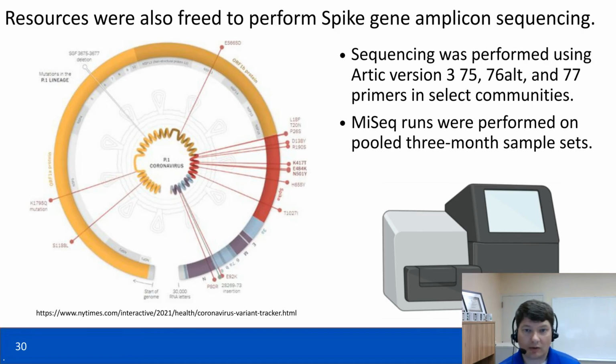We're also now able to start sequencing. We are doing sequencing with Arctic version 3 primers, 75, 76 alternative, and 77, and we're running MiSeq pooled 3-month sample runs.